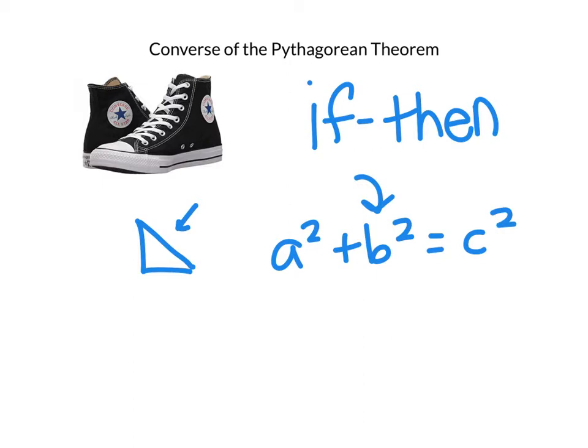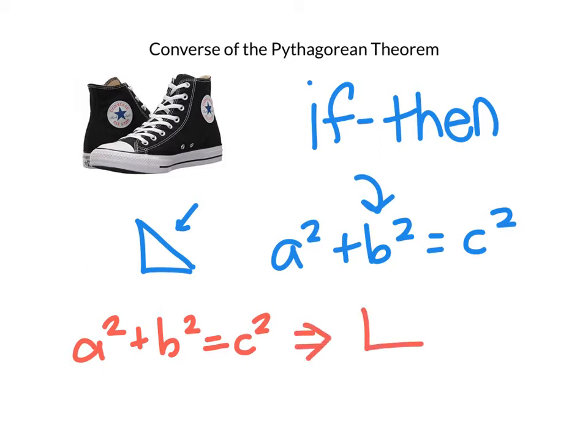The converse of this is that we simply reverse it. We're going to reverse the 2 parts of the statement. So the converse would be if a squared plus b squared equals c squared, then you have a right triangle. So although not all converses of true statements are true, the converse of the Pythagorean theorem is true. So if we switch the if-then relationship, it's still true. So we can use this idea to determine whether a triangle is a right triangle. Let me show you what I mean by that.